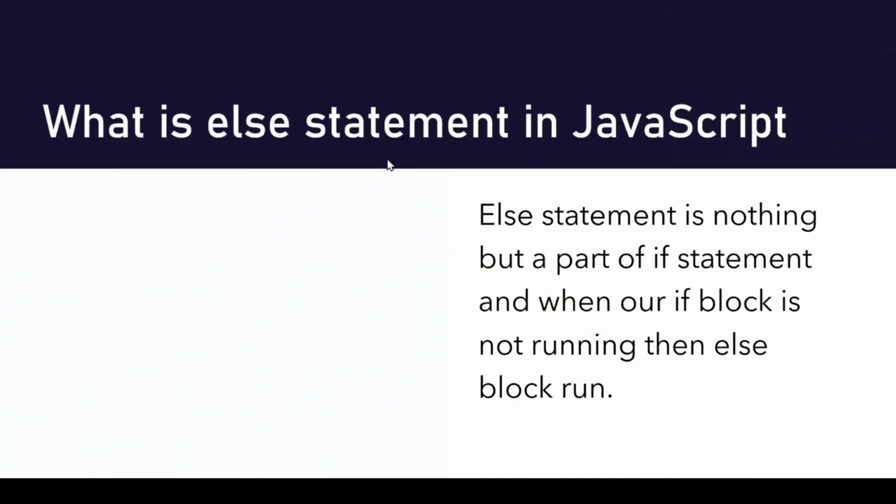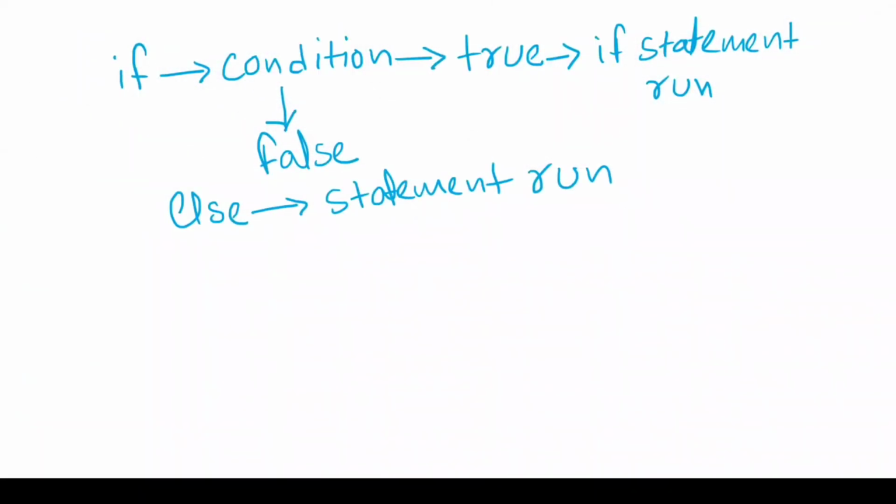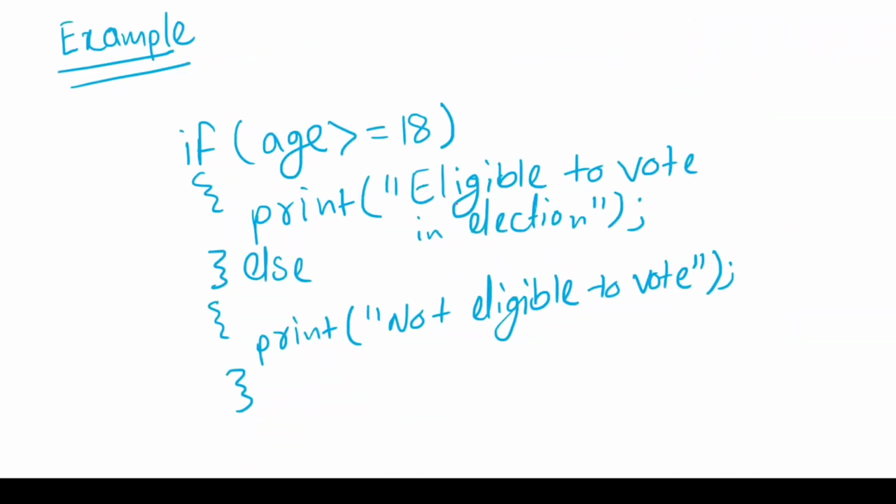First of all, this is the formal definition of else statement. Else statement, whenever our if statement condition false, then our else block is run. Okay, this is how it look like. If condition true, then if statement is running, and whenever this condition false, then our else block is running. This is called if else statement in JavaScript or in any program.